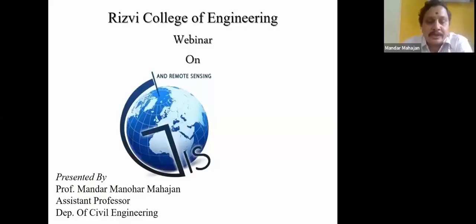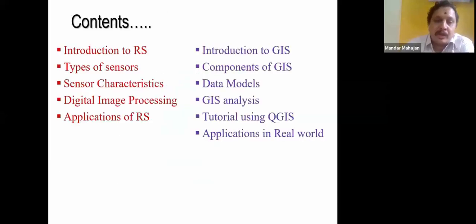The GIS and remote sensing. So the GIS is the Geographical Information System. I would like to cover the contents related to what is remote sensing and what is GIS. Very first, we will have the introduction of what is remote sensing. This will help us to collect the data from various resources.